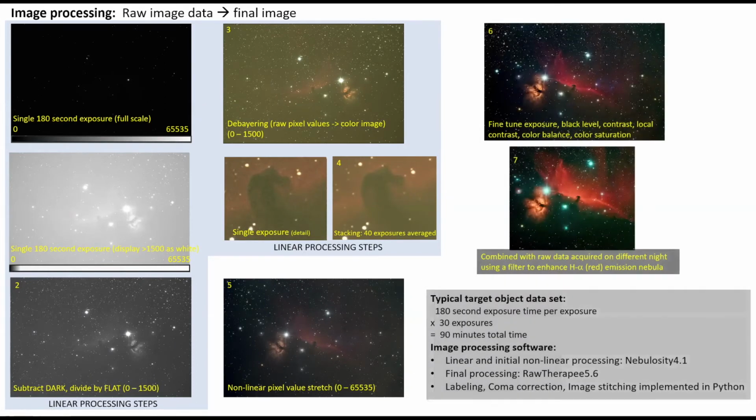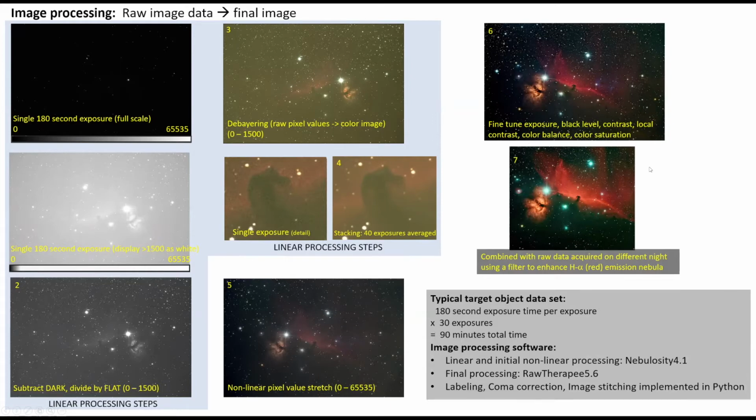So finally, I point out that I do all these steps using Nebulosity software. And then in the final processing steps, I use RawTherapee, which is just a general purpose photography package, not specific to astrophotography, to fine tune the exposure, black level, and contrast. For astrophotography, local contrast is very important to enhance your images.